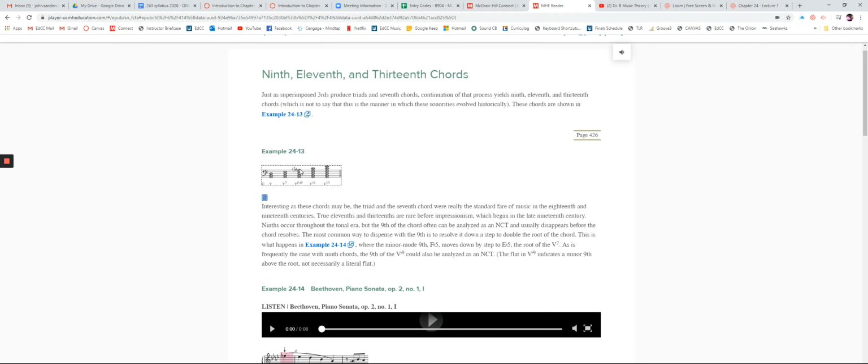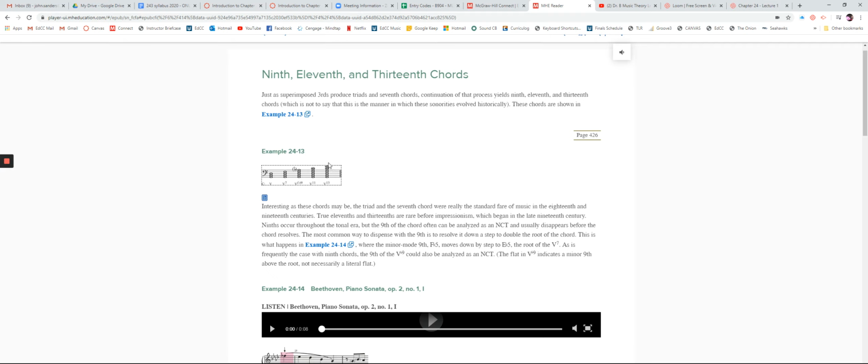They put an A flat in here just so that we've got something to talk about. So it's a flat 9. A flat's a flat 9. A sharp would be the sharp 9. What's a natural 11? Well, it's the same as 4. So what's a perfect fourth above G? C. So the 11th is a C.